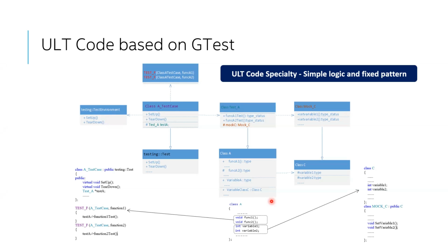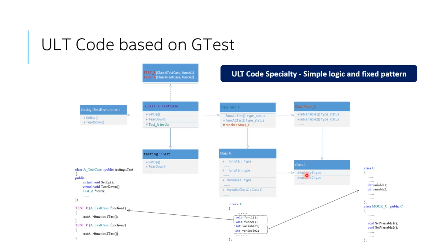Generally speaking, compared to the driver-error test, the ULT has some very obvious specialty. Firstly, it is of simple logic. And also, we find the ULT is of fixed pattern. The diagram below shares one typical example of the ULT, the class and the test. Let us just call it class A. This is what we need to test. As you can see, it has some external dependency to another class called class C.